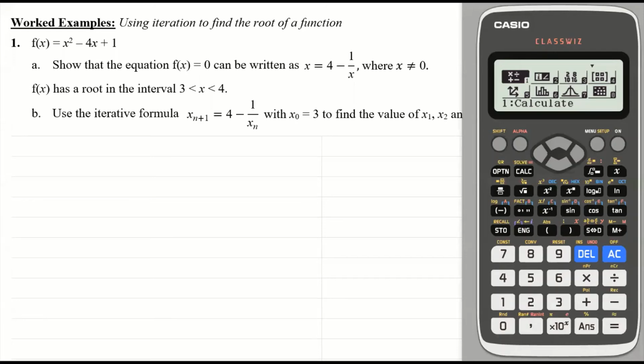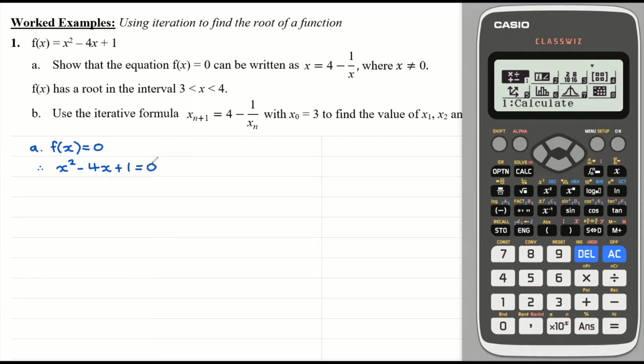So worked example 1, we have a quadratic equation. We have to show in part A that the equation f of x equals 0 can be written in that form. So first of all, let's set up the equation equal to 0 as it's given. So for part A, if we just say that f of x is equal to 0, then what that means is, of course, that x squared subtract 4x plus 1 is equal to 0.